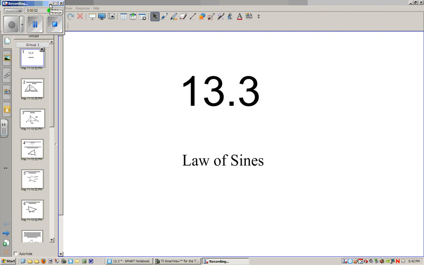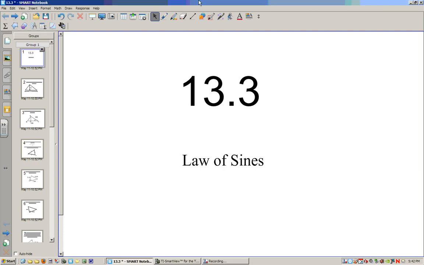Hi, welcome back. We are going to be working with section 13.3 today. 13.3 deals with the law of sines. And what the law of sines is going to do is allow us to use trig functions to solve problems that deal with not only right triangles, but acute triangles and other types of triangles as well, which is what we've had in those previous sections. We've had to have right triangles every time.